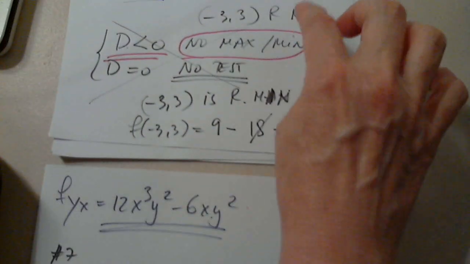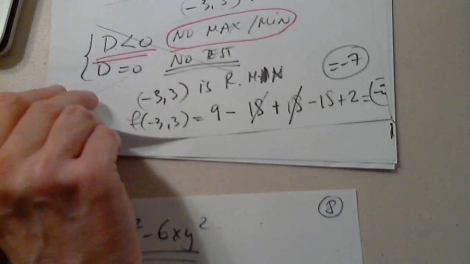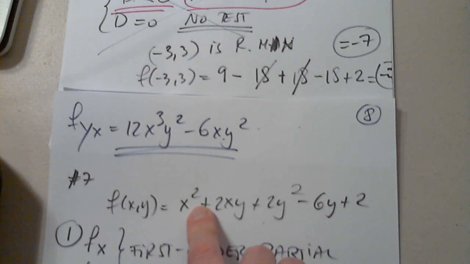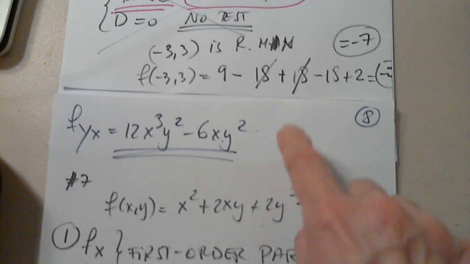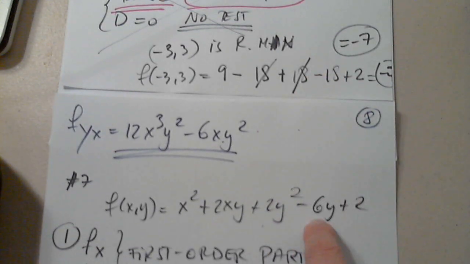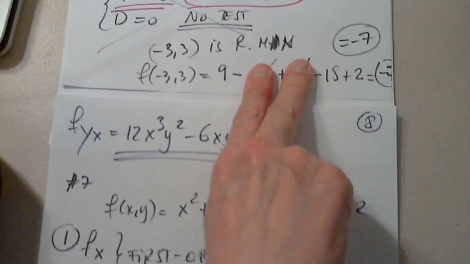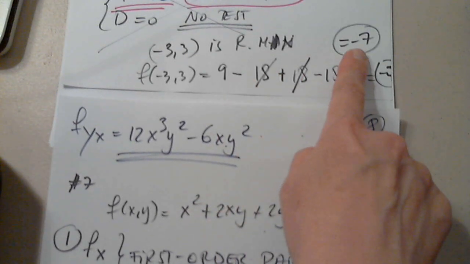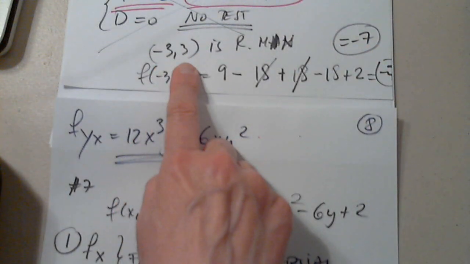What is the relative minimum? Because the problem is asking us to find it. All I have to do is just go back to the function and plug it in. So negative 3 squared one more time is 9. Then x times y is negative 9 times 2 is negative 18. This is 9 times 2 is positive 18 again. Negative 6 times y, which is 3, is negative 18 and plus 2. These two go away. This is 11. Negative 18 plus 11 is negative 7. So the relative minimum is negative 7, obtained when x is negative 3 and y is 3.